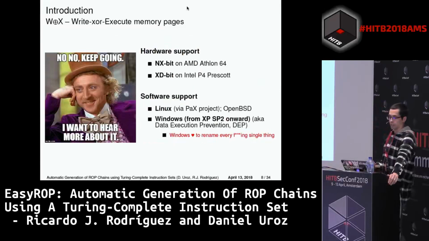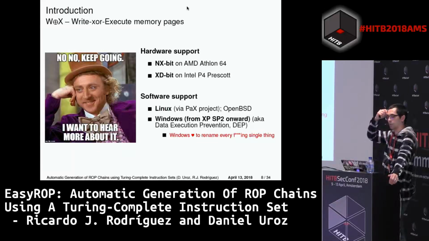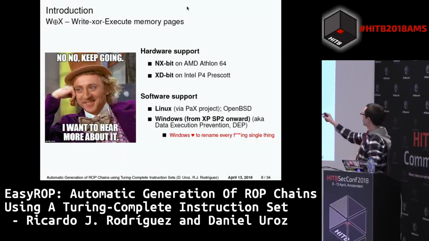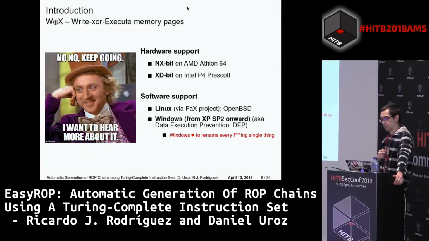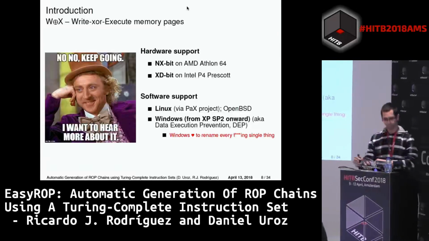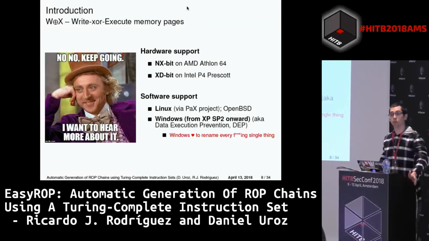Talking a bit more about write xor execute, there is hardware support. I don't know if you know these terms. In AMD it is the NX bit, and in Intel they call it the XD bit. Okay, this is the hardware support for write xor execute in memory pages. And there is also software support. We have it in Linux from the PaX project, which comes, by the way, from OpenBSD. And in Windows, they incorporate this defense from XP SP2 onwards. In Windows, write xor execute is called data execution prevention. Maybe you know this term more.